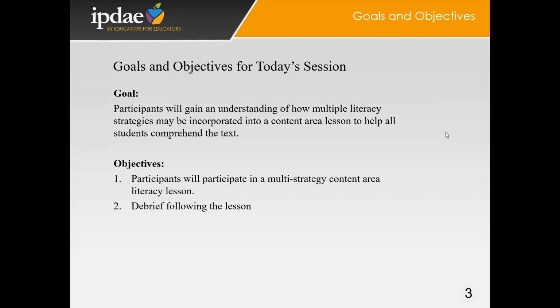Okay, we'd like to start off this afternoon by sharing with you the goal we have for this session, as well as some objectives. What we'd like for you to leave with today is a greater understanding of how to use multiple literacy strategies in your content area, in the classes that you teach in your work with adults. There are also two objectives. This afternoon, as much as we can virtually, we'll allow you to participate in a content area lesson using multiple literacy strategies. So you'll take on the role of a student, and then we'll debrief following the lesson and probably along the way as well. That's what you'll be in for in the next hour or so that we're together.